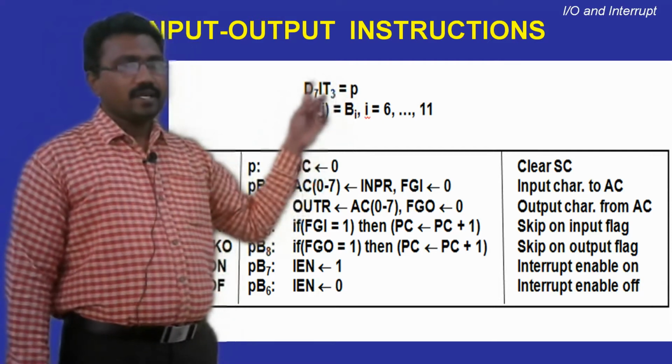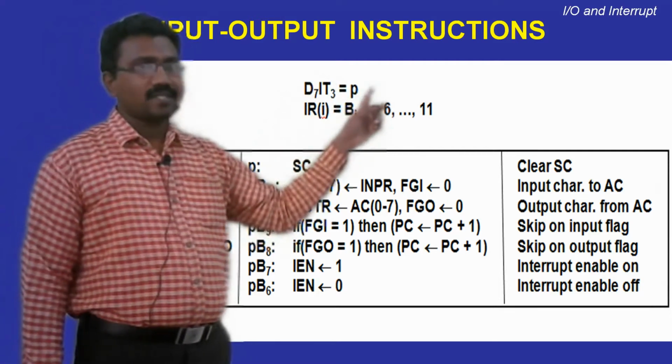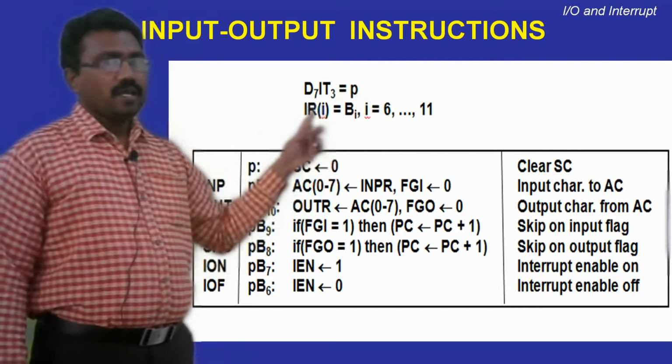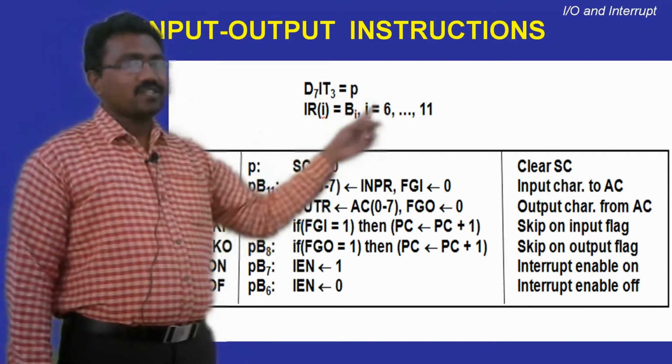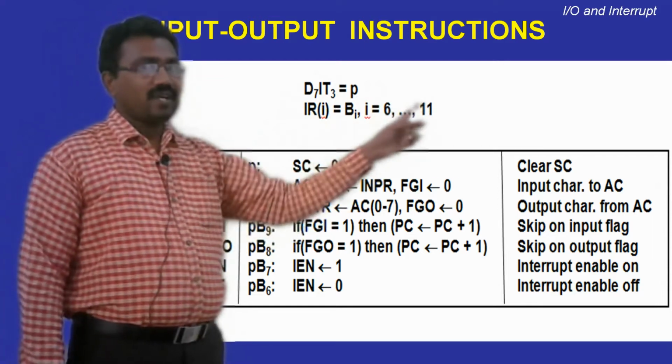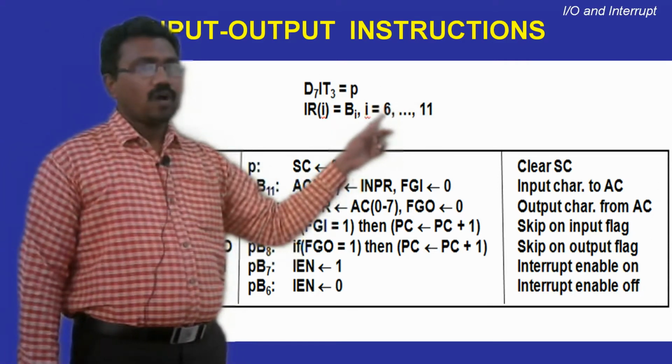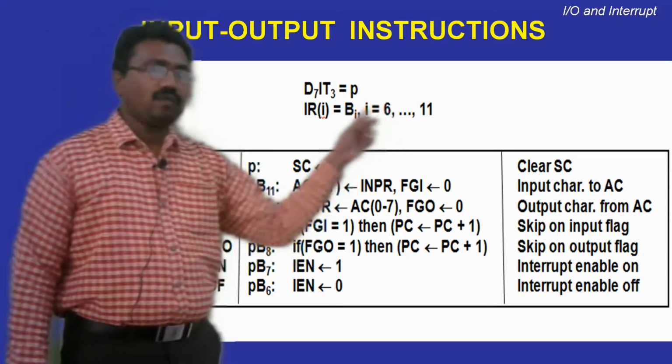Let us say D7 I T3 is equal to P. P is common for all input output instructions. In the IR, in the address field, bit 6 to bit 11 specifies one of the input output operations. Now we'll see them one by one.